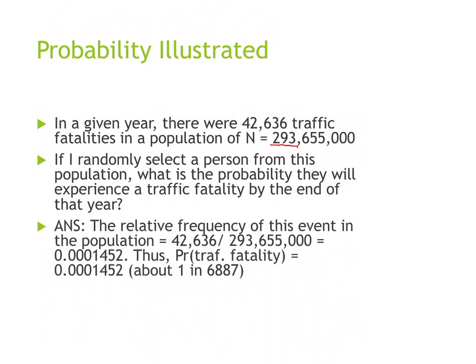Well, in order to do this, we take the relative frequency of the event in the population, so we take the number of times the fatalities happened over the total population, and thus we get a proportion. And you can turn this into the probability of traffic fatalities is equal to 0.0001452. Or you can say 1 in about 6,887.